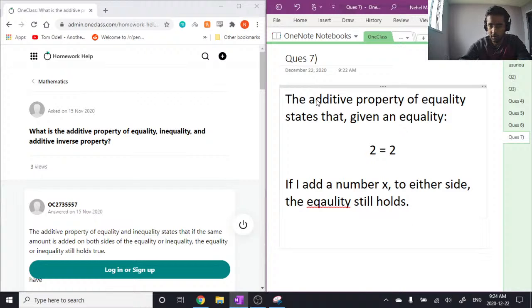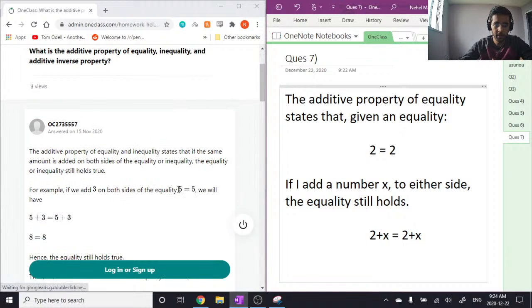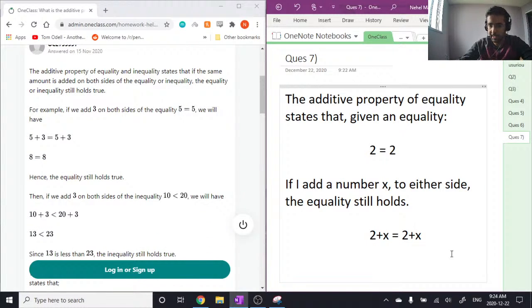Okay, so basically what I mean by that is 2 plus x is still equal to 2 plus x. This should be fairly intuitive, I hope. Just sometimes remembering the overall definition can be a bit challenging. So this is true for any number, not just 2. If you add something to either side of an equality, the equality still remains true. And the same applies for inequality as well.